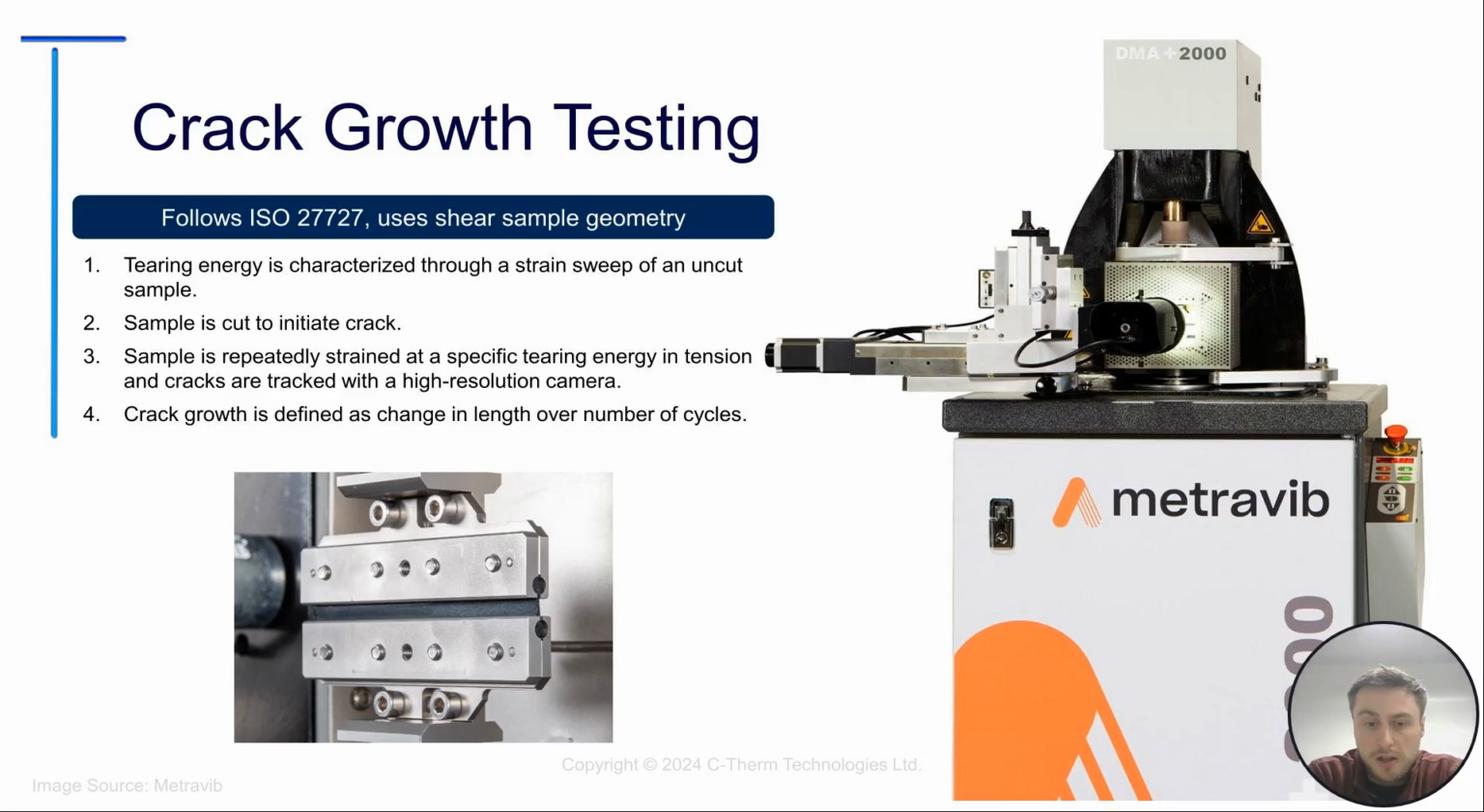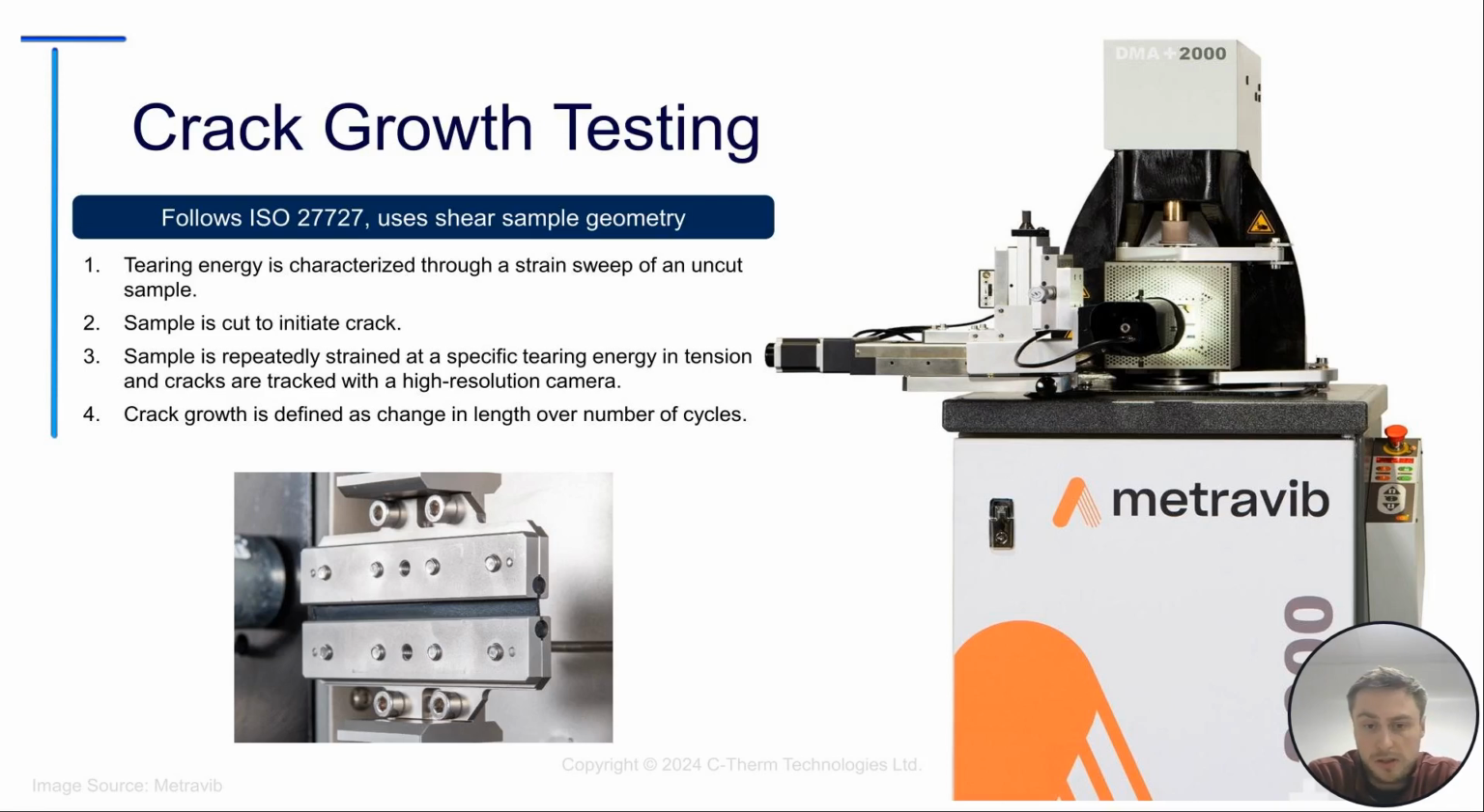And just to touch on ISO 27727, the testing standard that I've referenced a couple times, it uses shear sample geometries, which are shown in the picture below. It's a thin film, and essentially this sample geometry will isolate the crack growth to one direction to allow us to easily measure it and isolate the effect.